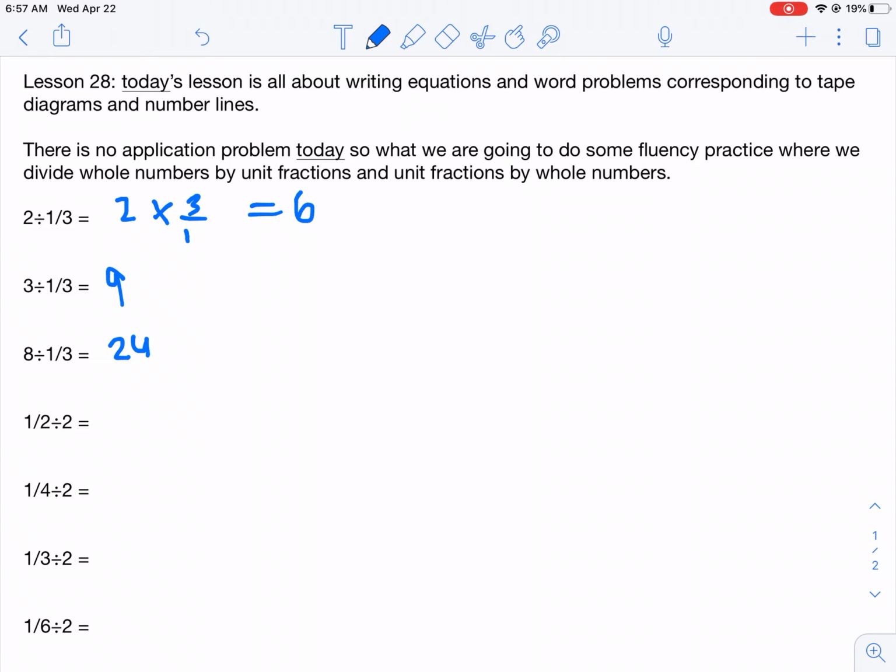So what this means is that you have a whole that is 8, right? And you have 8 units, 1, 2, 3, 4, 5, 6, 7. And each unit here is divided into 3 parts. That's what that 8 divided by 1/3 is telling you.